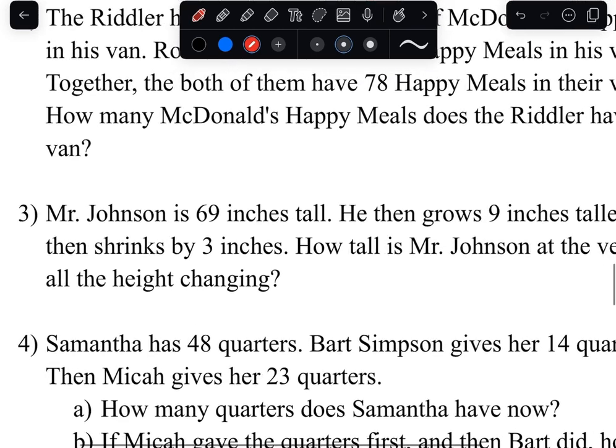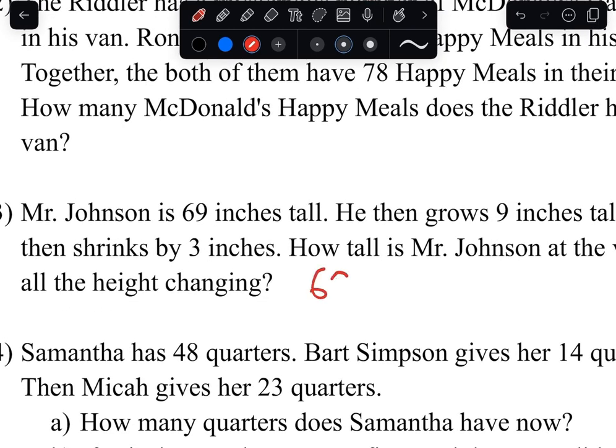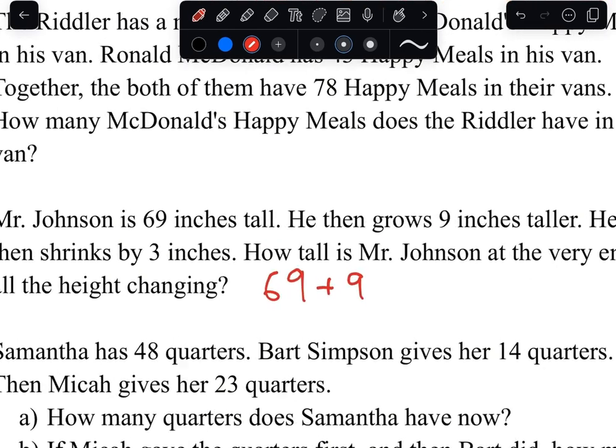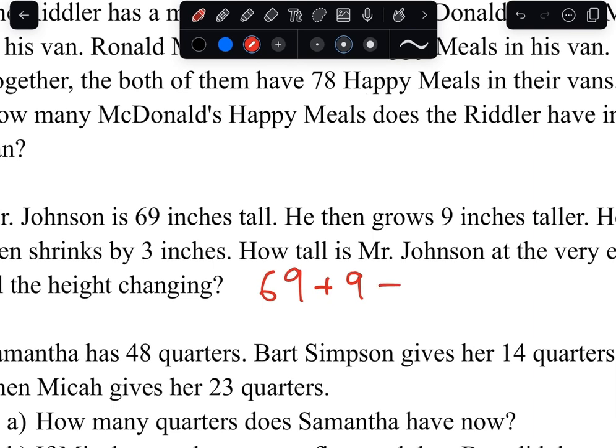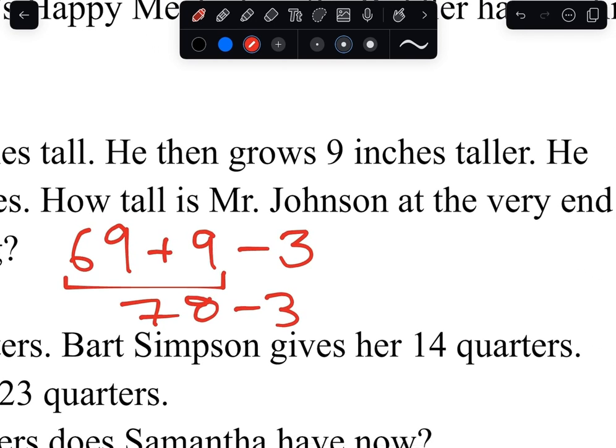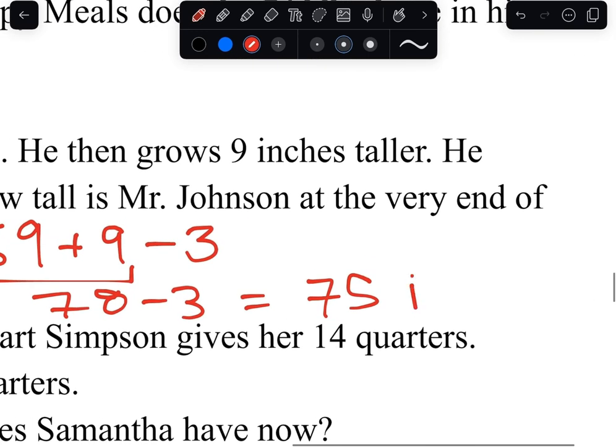So he starts off as being 69 inches tall, and then he grows 9 inches, so 69 plus 9, and then after that he shrinks by 3 inches, so you subtract 3. First you should solve this. 69 plus 9 is 78, and then you do 78 minus 3, which is 75 inches tall.